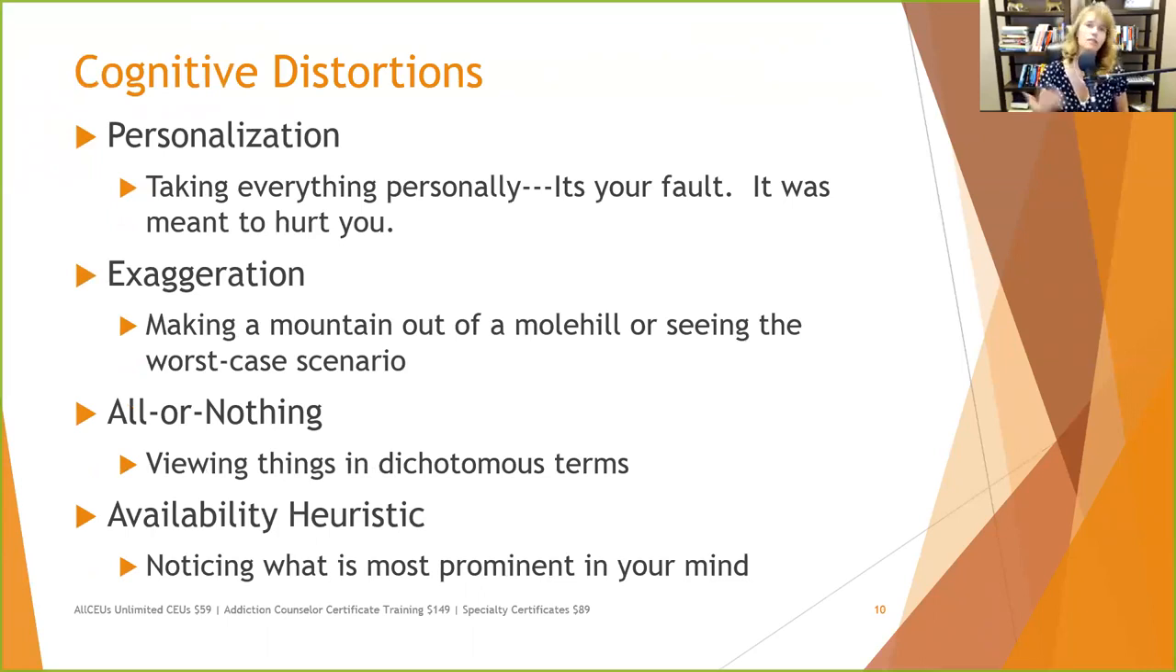Cognitive distortions, and this is total CBT. Cognitive distortions underlie a lot of the distress and unhappiness that comes from our automatic thoughts. So personalization, when something happens, telling yourself it's my fault, or that person did that just to hurt me, that person hates me. Taking everything personally typically makes people very unhappy, because in reality, a lot of times it's not that personal. It has more to do with the other person and where they were. They may not have even seen you. They were just off in their own little world.